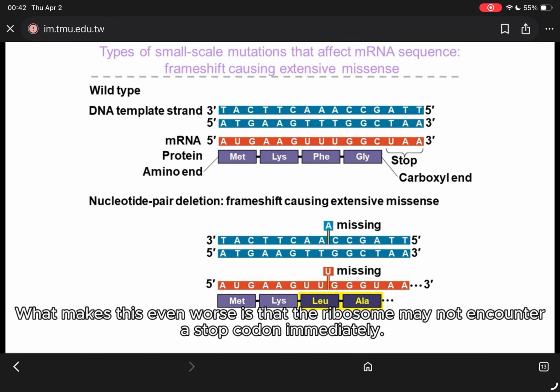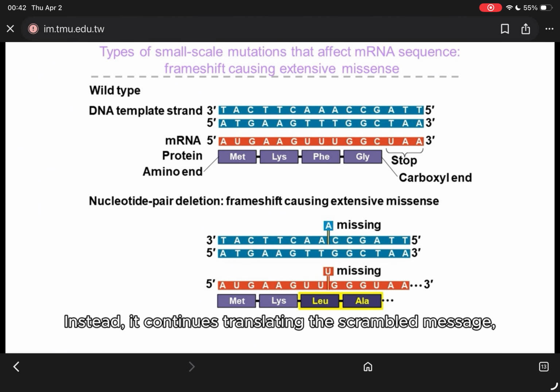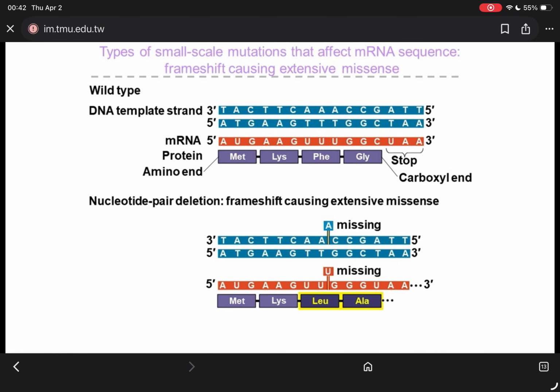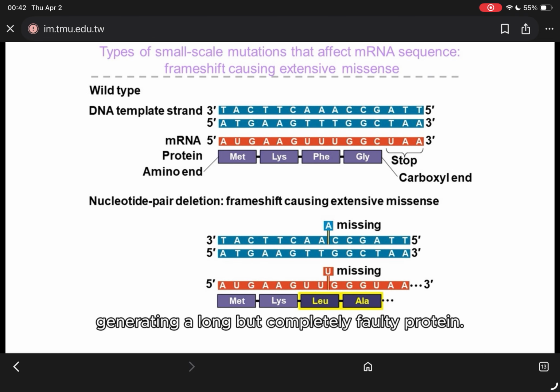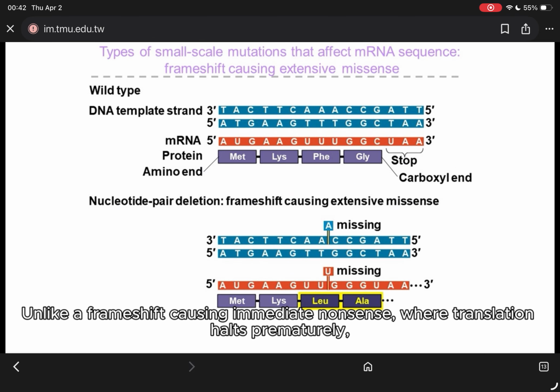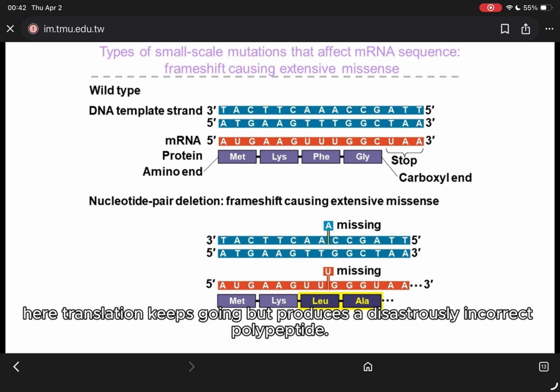What makes this even worse is that the ribosome may not encounter a stop codon immediately. Instead, it continues translating the scrambled message, generating a long but completely faulty protein. Unlike a frame shift causing immediate nonsense, where translation halts prematurely, here translation keeps going but produces a disastrously incorrect polypeptide.